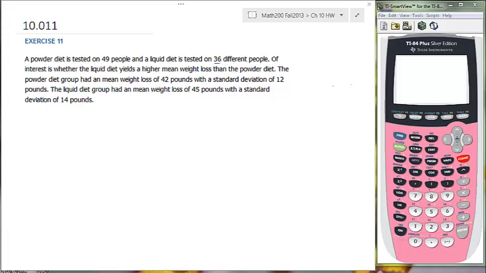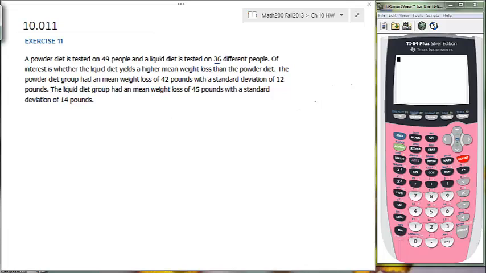This is problem 11 from chapter 10. A powder diet is tested on 49 people, liquid tested on 36. Of interest is whether the liquid diet yields a higher mean weight loss than the powder diet. The powder diet group had a mean of 42 pounds, standard deviation of 12. The liquid diet group had a mean weight loss of 45 and a standard deviation of 12.